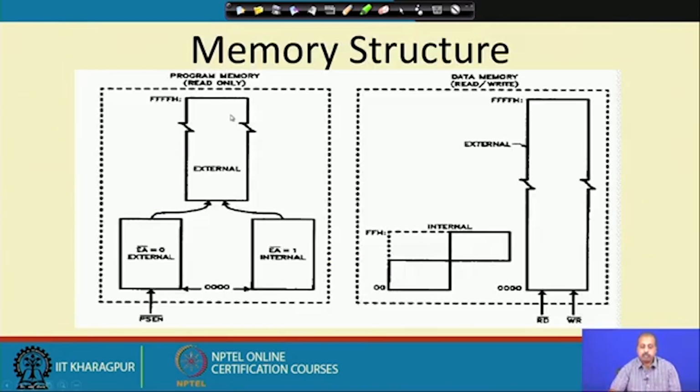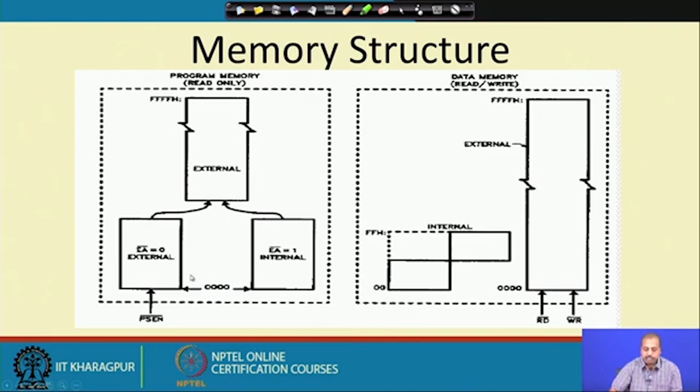So, if you look into the memory structure that we have, the program memory structure is like this. The total address line that 8051 has is 16 bit. Okay. So, the address bus is 16 bit, so the total address range is 0000 to FFFF. Now, your access starts with 0000 onwards.